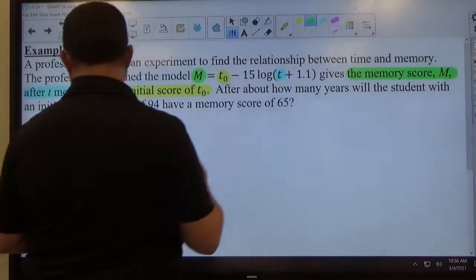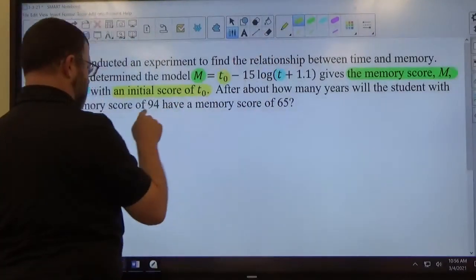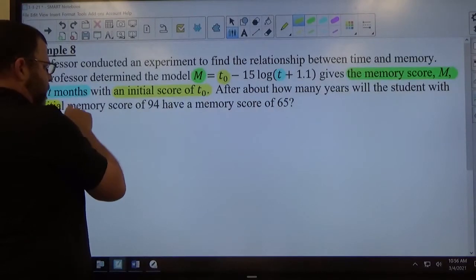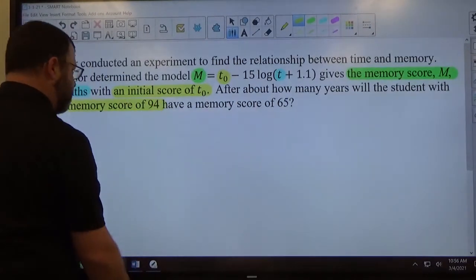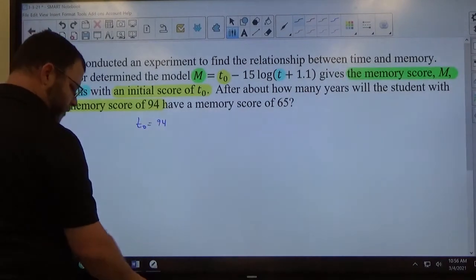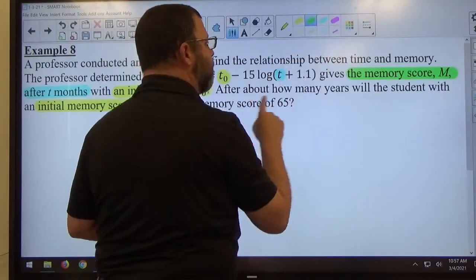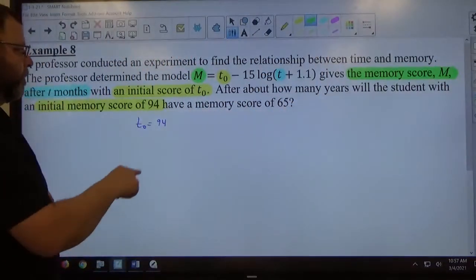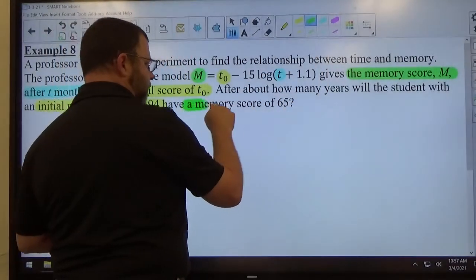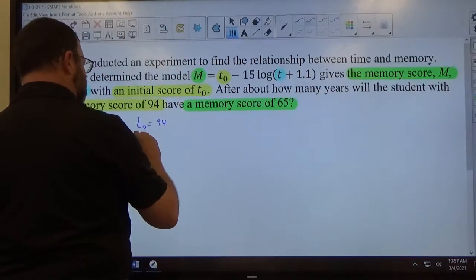It tells us the initial memory score is 94, and that means that t sub 0 equals 94. And we want to have the memory score after t months to be 65. So m equals 65.